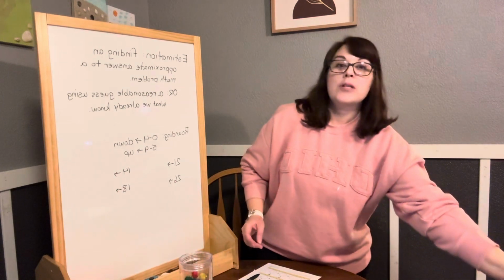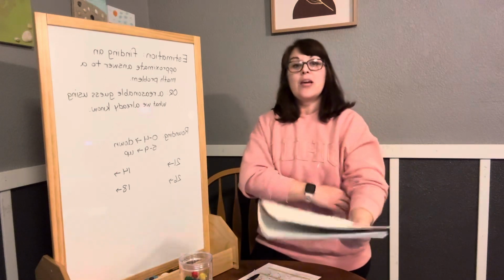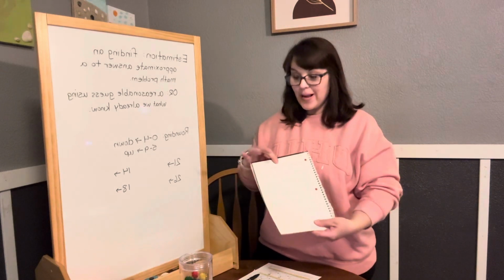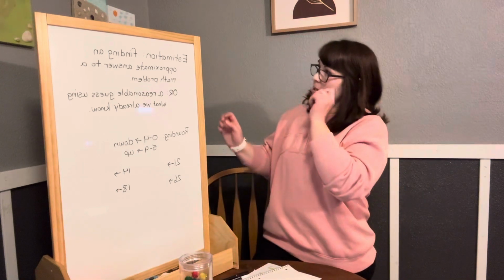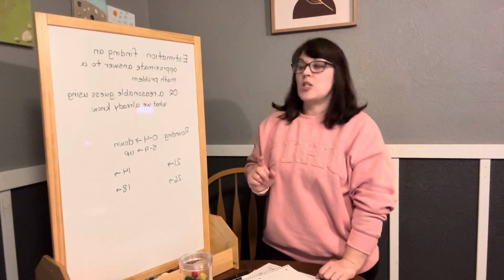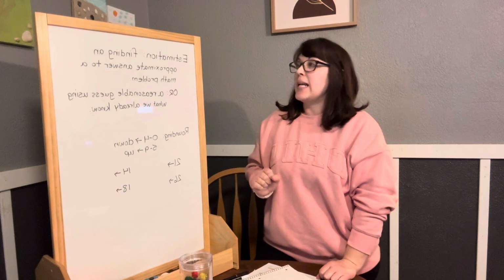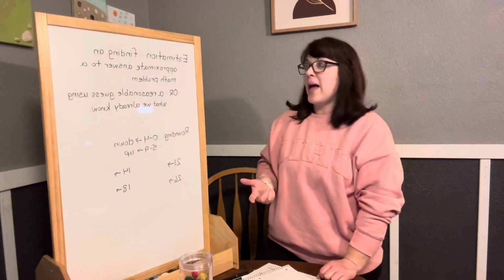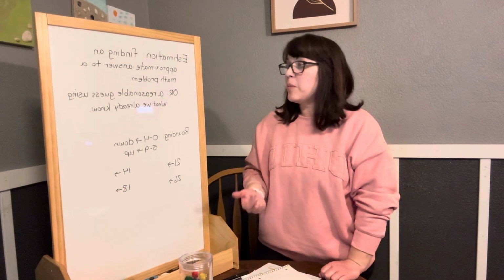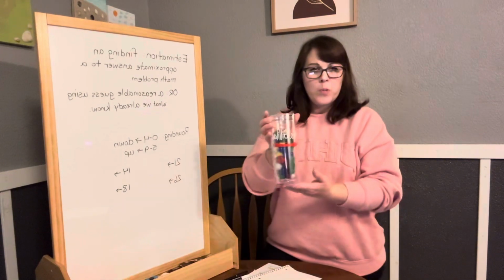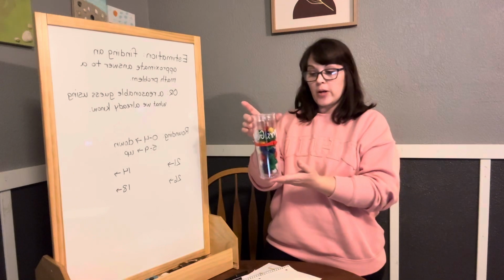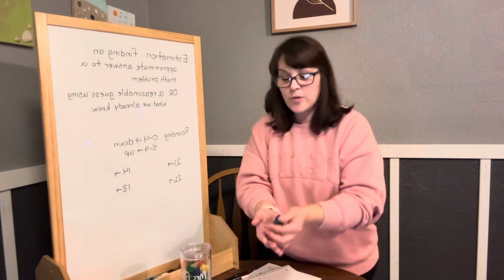So the first thing I want you to do before we get started is take out your math journal. At the top, write estimation and write the date. And let's look up here. This is what you're going to write. Estimation. Estimation is finding an approximate answer to a math problem, or it's a reasonable guess using what we already know.